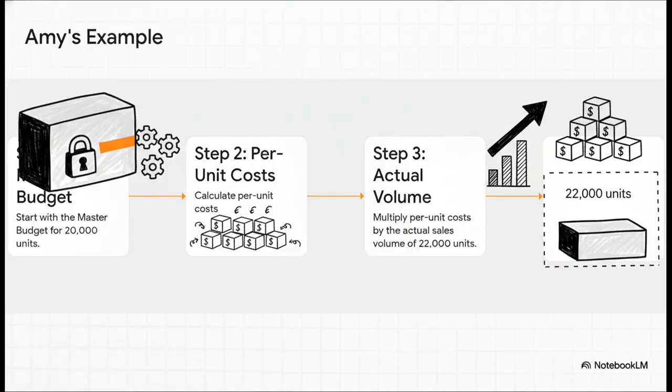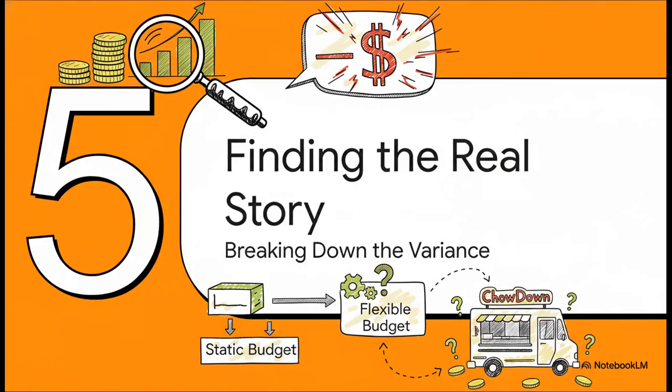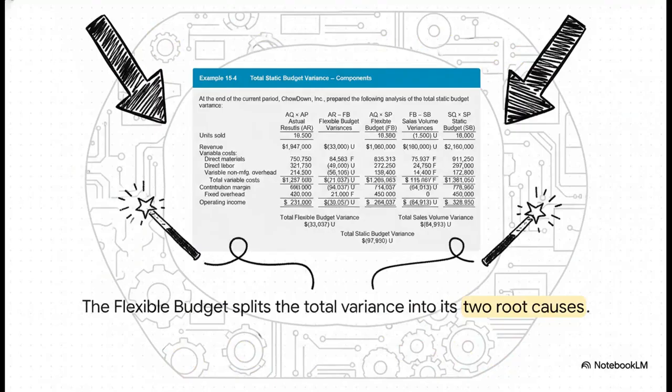So how do you actually make one of these? Well, it's pretty straightforward. You start with your original static budget. Then you figure out your per unit standard costs for everything that changes with production. Materials, labor, stuff like that. Finally, you just apply those per unit costs to your actual sales number, and you just keep your fixed costs the same. Okay, now we've got the tool we need. Let's go back to our friends at Chowdown and use this flexible budget to finally solve the mystery of that $98,000 unfavorable variance. This is where the magic happens.